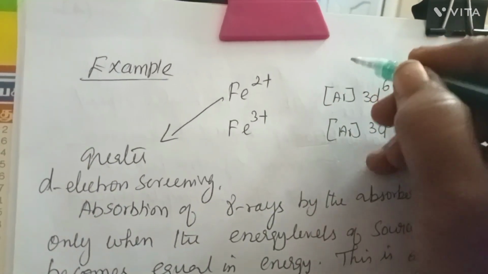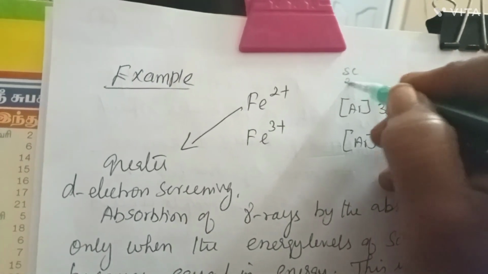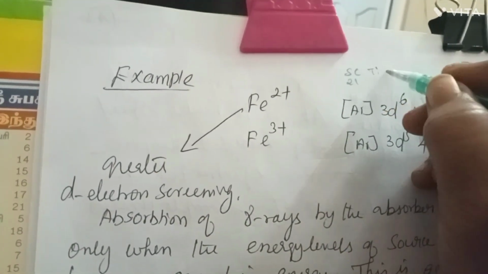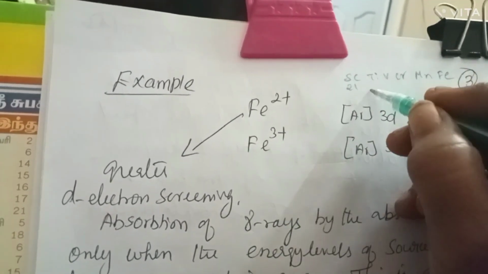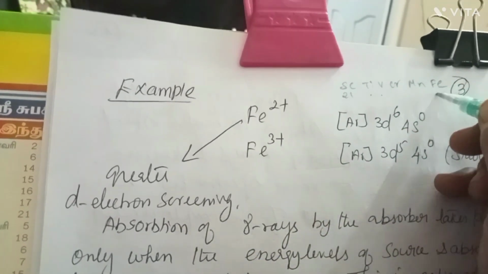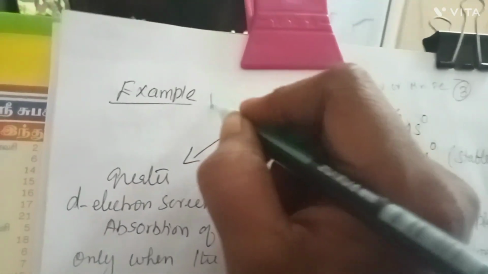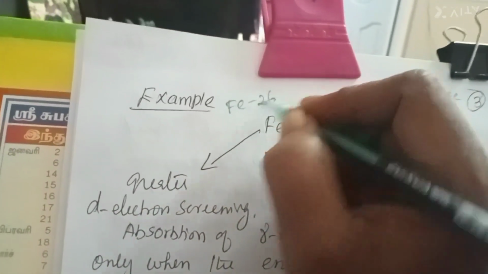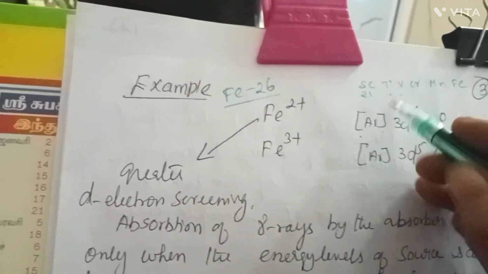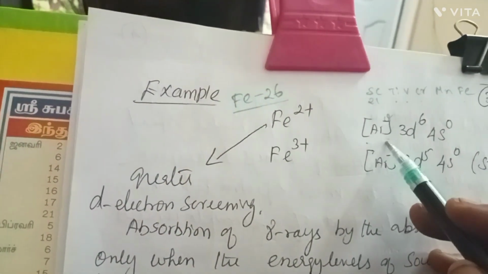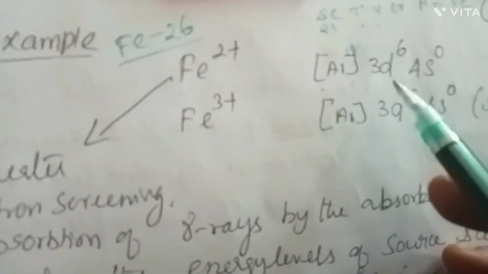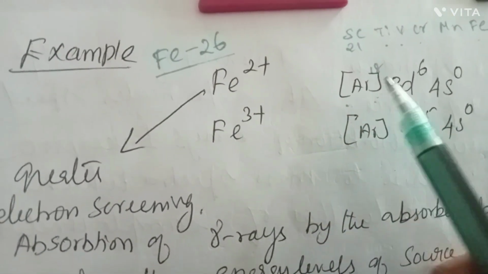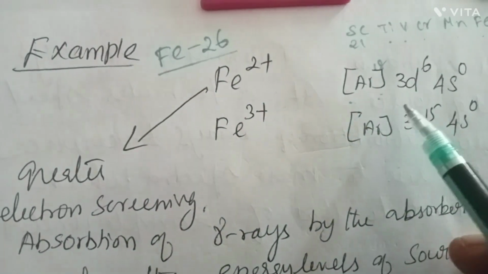So the electronic configuration for Fe2+ is argon 3d6 4s0. How do we get this? What is the atomic number for iron? It is in the 3d series: scandium, titanium, vanadium, chromium, manganese, and iron. For scandium, the atomic number is 21. Then for iron, the atomic number is 26. Argon's atomic number is 18. So 26 minus 18, the remainder is 8.